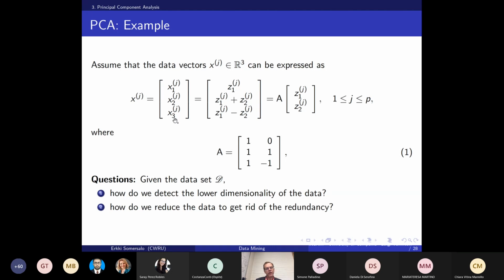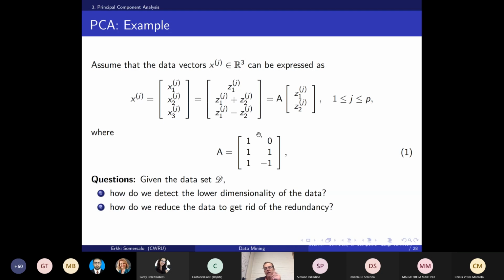So my second and third components are just different linear combinations of z1 and z2. In this case, if I define a matrix A, which is given here, 1, 0 the first row, 1, 1 the second row, 1, -1 the third row, and I take a 2-vector which has components z1 and z2, and multiply this 2-vector by this matrix A, I get my x vector.